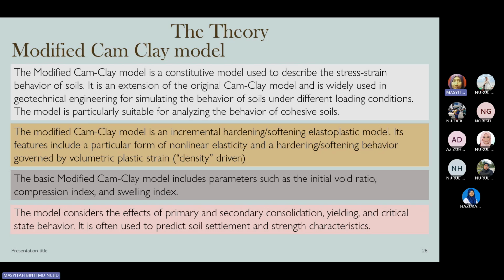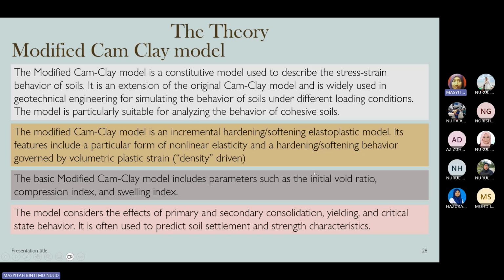So you have to choose the correct constitutive soil model that can describe and predict the behavior of the soil subjected to the loads. This comes to the stress, strain, deformation, etc. The modified Cam-clay model is an incremental hardening-softening elastoplastic model. Its features include a particular form of nonlinear elasticity and hardening-softening behavior governed by volumetric plastic strain. The basic modified Cam-clay model includes parameters such as the initial void ratio, compression index, and swelling index.